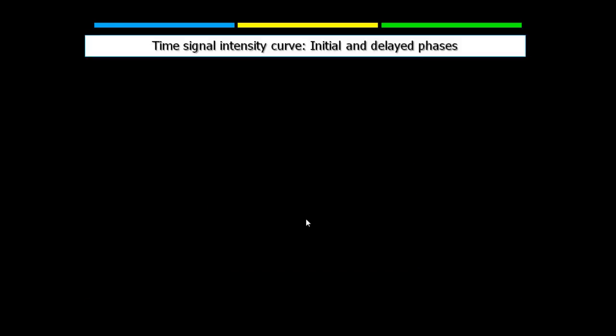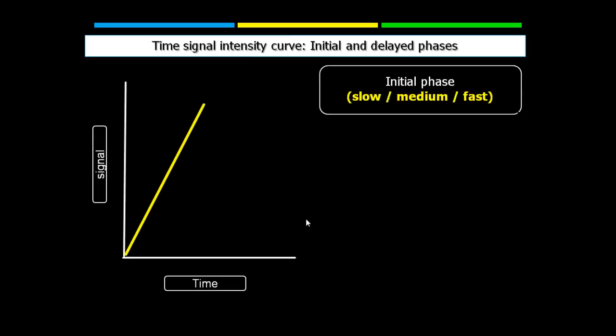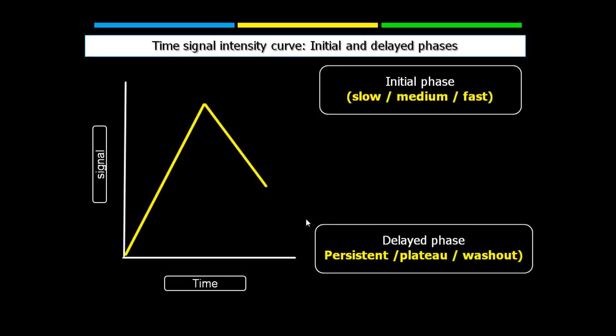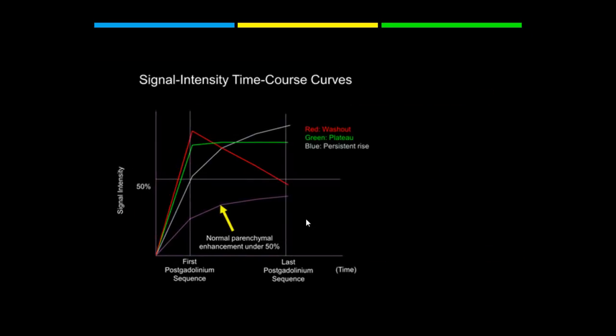The time signal intensity curve on MRI has two phases: an initial phase, which might be either slow, medium, or fast, and a delayed phase, which might be either persistent, plateau, or washout. We should also note the peak of contrast uptake in the curve. This peak is usually measured at about 3 to 4 minutes. Doing so, we have different types of curve.